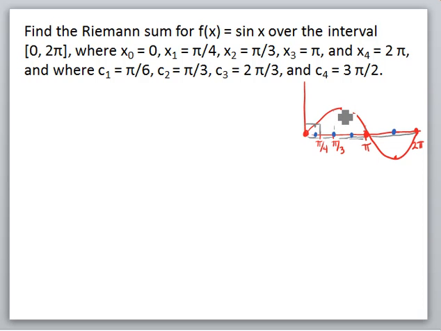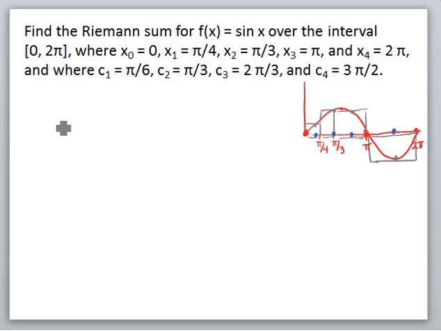Then this next one is supposed to go from pi over 4 to pi over 3, so it would look like this. The next one goes from pi over 3 to pi, and it hits about right here. And then for the last one, I'd be using the height right here, and I'd have this rectangle. So obviously I'm not going to have the exact area underneath the curve. This is an approximation.